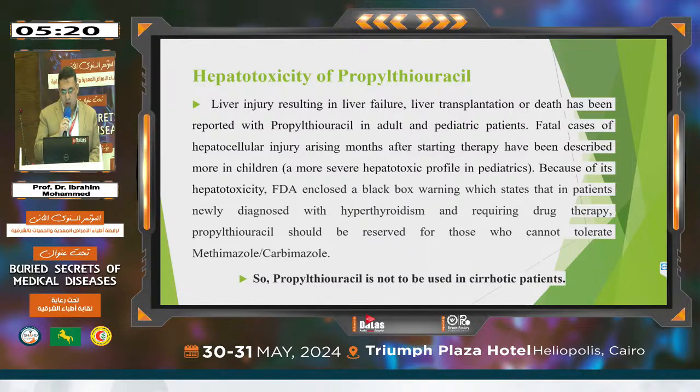FDA includes a black box warning which states that in patients newly diagnosed with hyperthyroidism and requiring drug therapy, propylthiouracil should be reserved for those who cannot tolerate methimazole/carbimazole. So propylthiouracil is not to be used in cirrhotic patients.